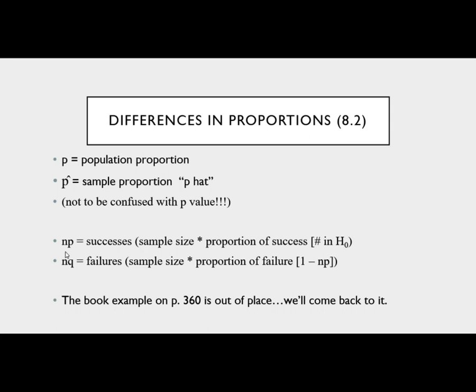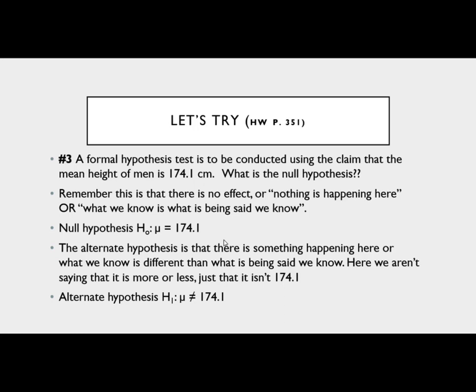So the sample size times the proportion of successes in the null hypothesis is NP, the number of successes. And then NQ is equal to the failures: the sample size times the proportion of failures, which is 1 minus the successes. And we'll get to this at the end. I just wanted to show you this in order. All right, so let's go to an example.